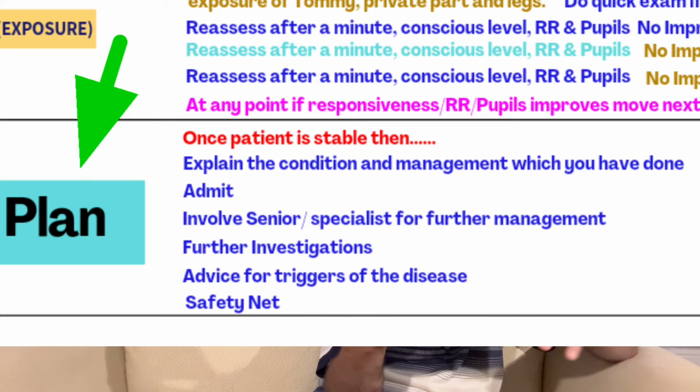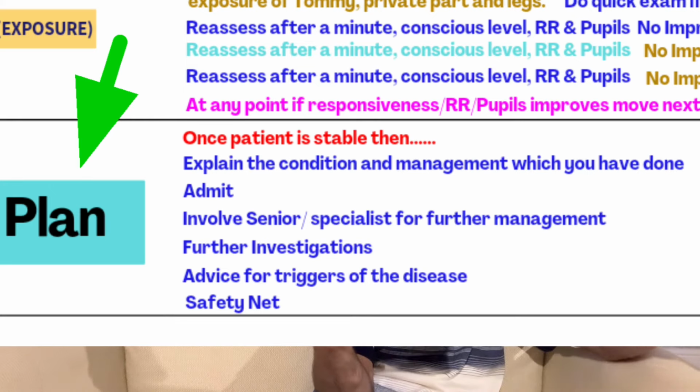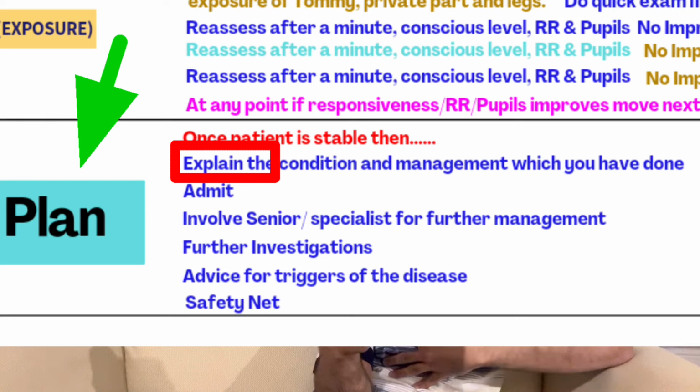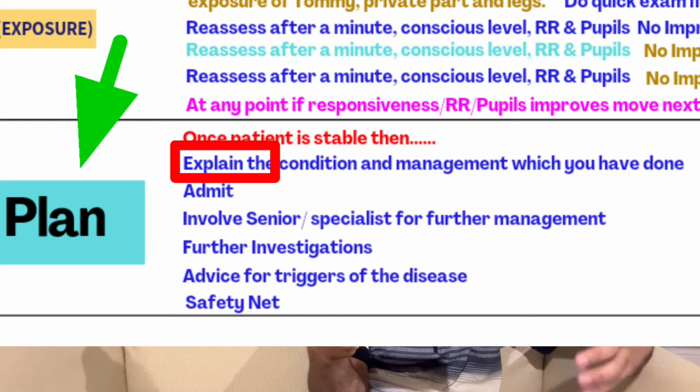Like, the patient is stable, and the patient will say, oh, doctor, who are you? What are you doing to me? Where am I? It means the patient is coming back, getting consciousness, okay? You will explain, Adam, I am Ahmad, one of the doctors. I'm taking care of you. You are here in the A&E. You're in good hands. So you will pass any of these comments.